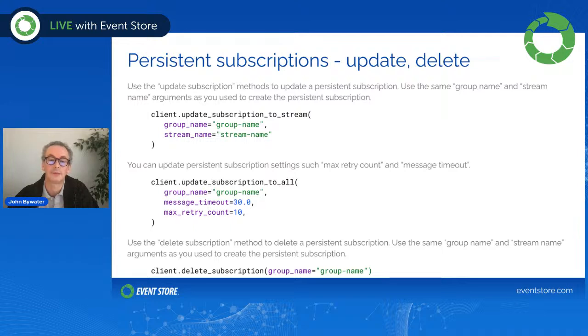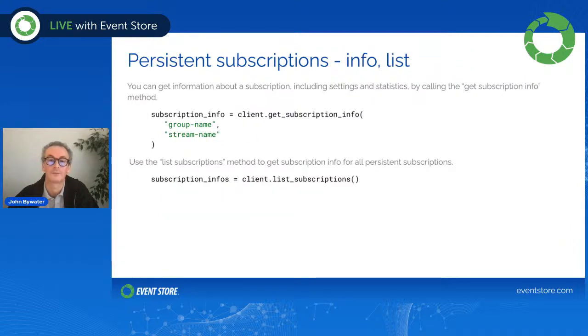And then the delete subscription method, there's only one of those. It has an optional stream name. So if you want to delete a persistent subscription to all, you just give it the group name. If you want to delete a subscription to a stream, then you provide the group name and the stream name.